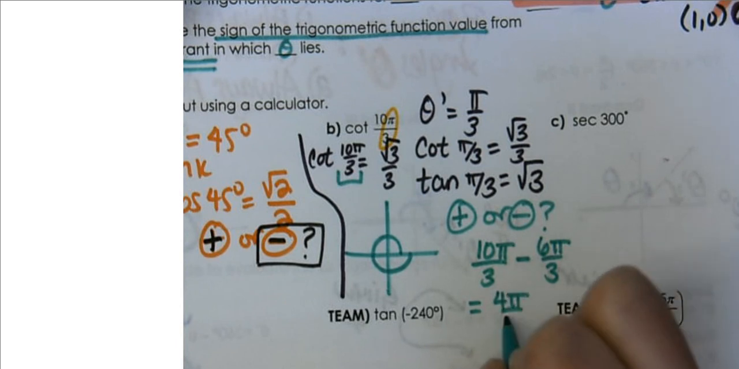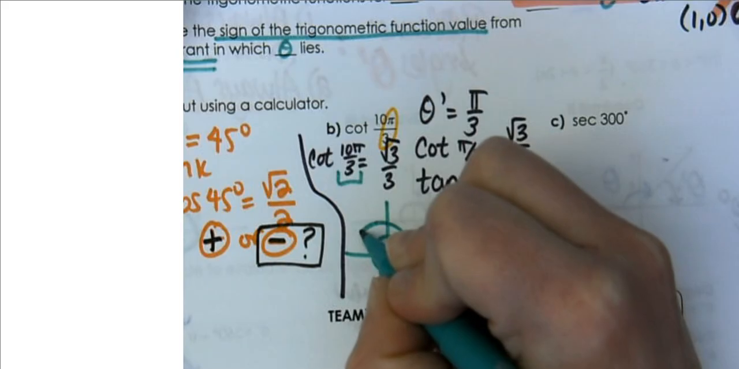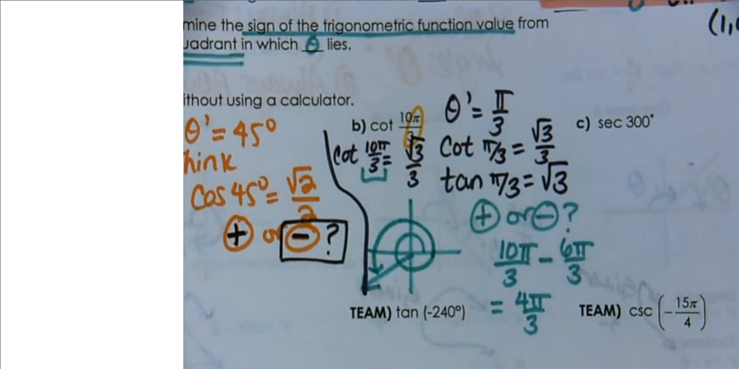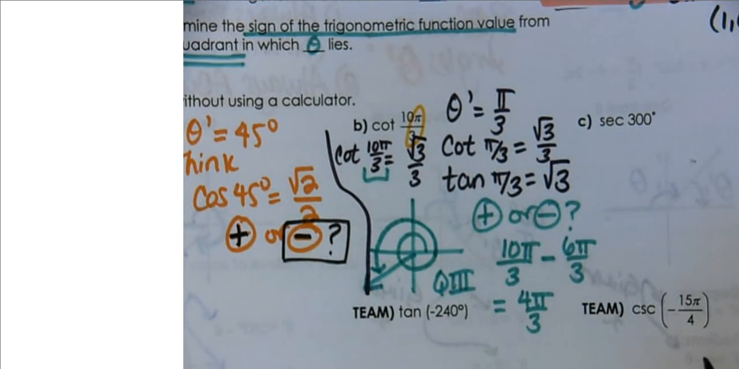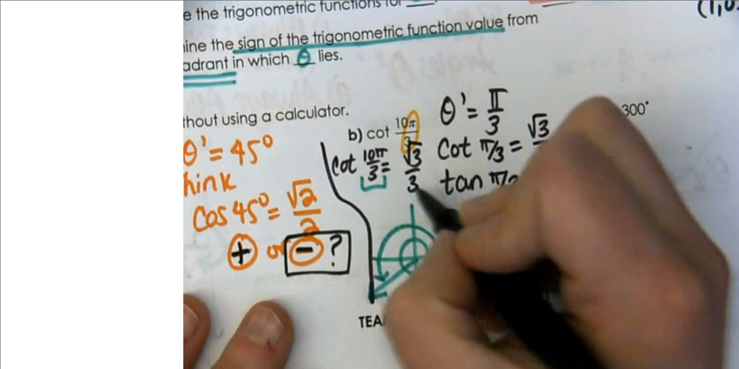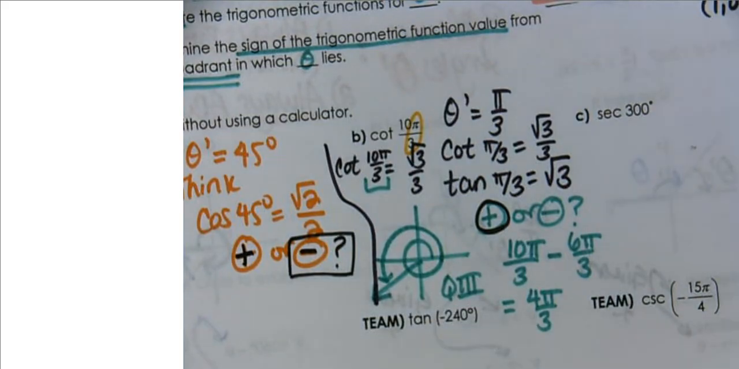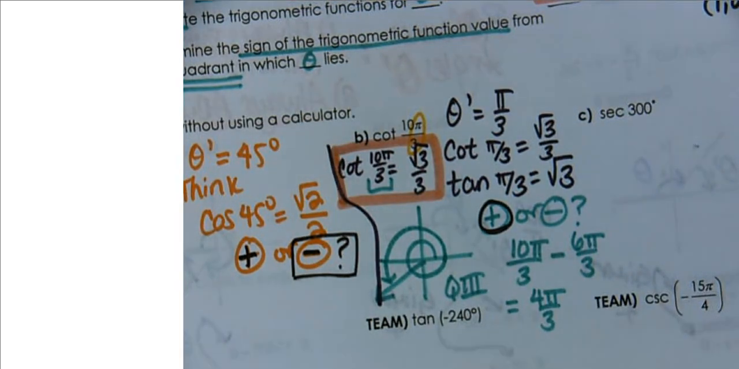So I need to go 4 pi over 3 more, and that lands right here in quadrant number 3. So in quadrant number 3, we have "all students take calculus," which means that cotangent is positive. So if tangent is positive, its reciprocal is positive. So therefore, my answer is just as it's written. Cotangent of 10 pi over 3 is square root of 3 over 3.